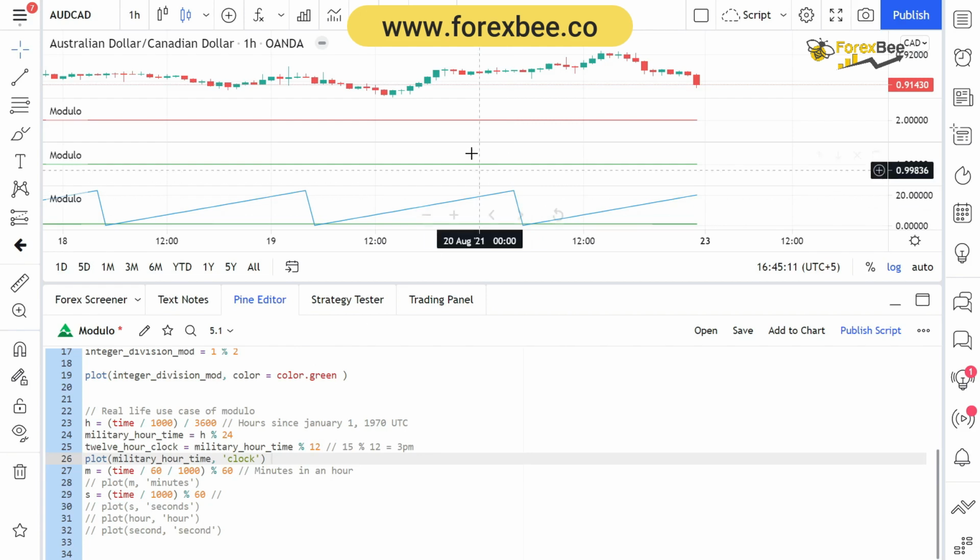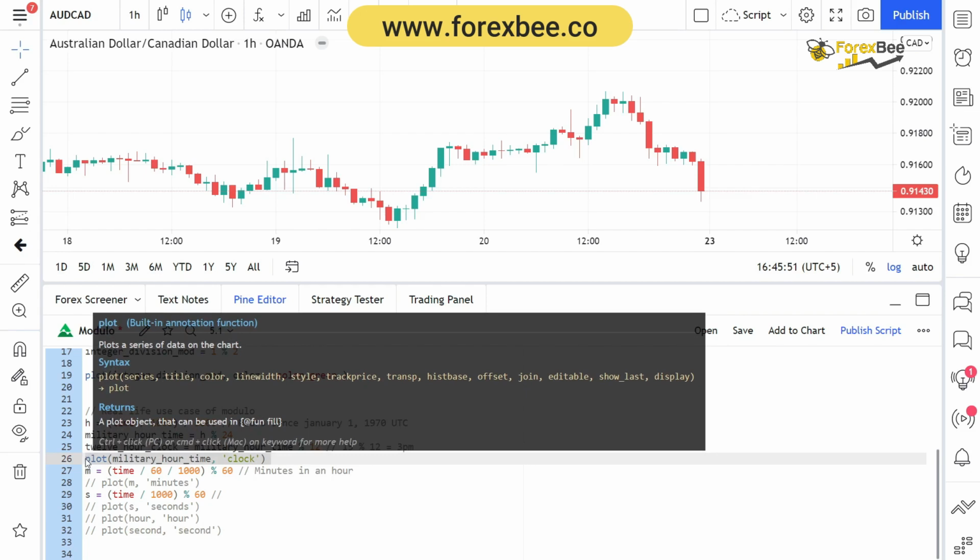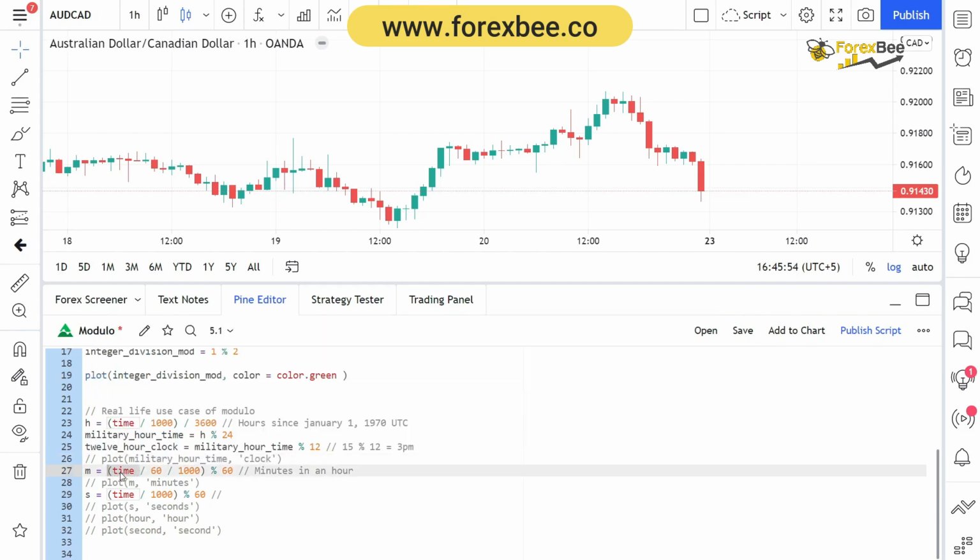Let me just delete these. Here we are trying to find the minutes that have passed since 1970. We take the built-in time function and divide it by 1000 to convert the milliseconds into seconds, and by 60 to convert it into minutes. This m variable gives us the minutes of the candles being formed, or the minutes that are passing by.